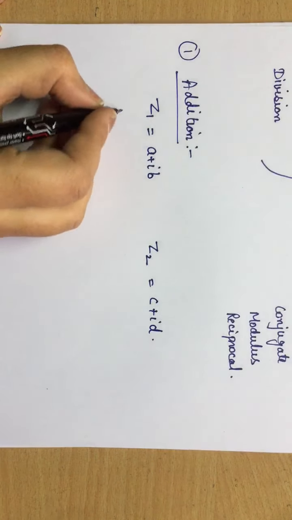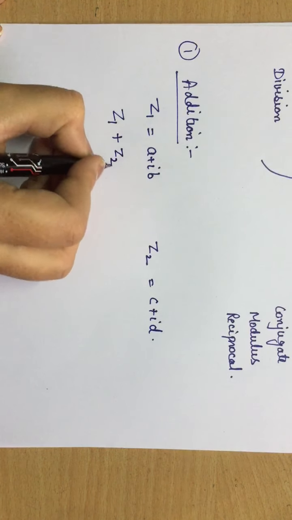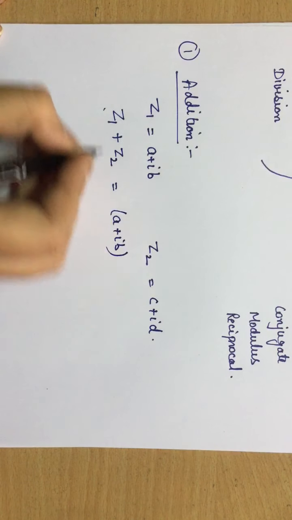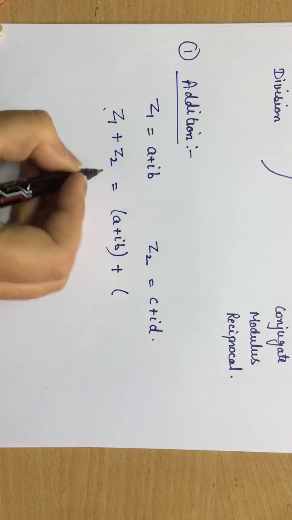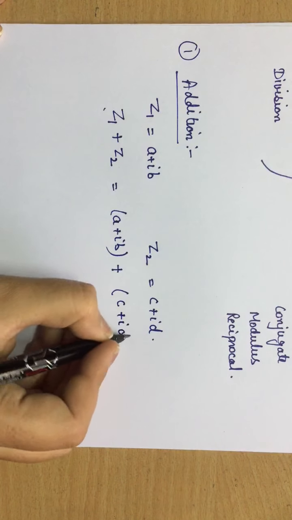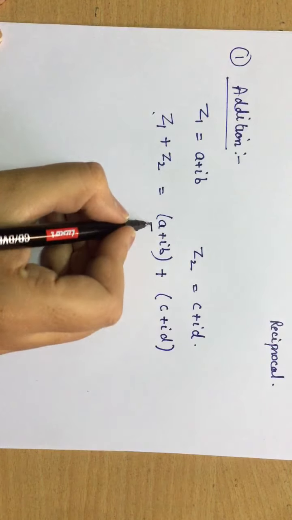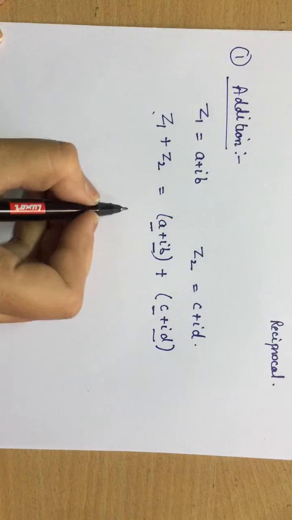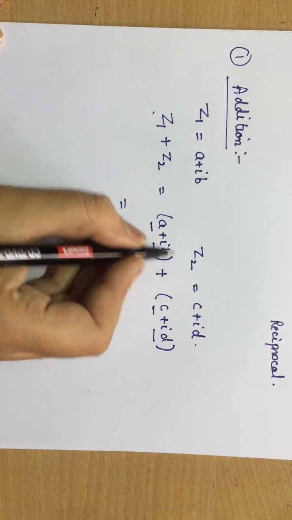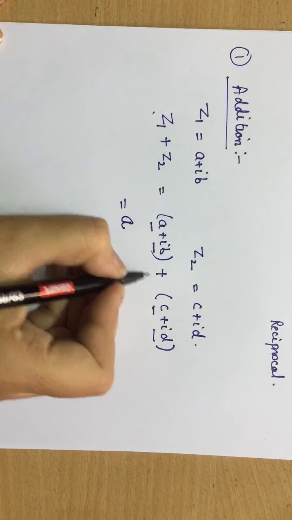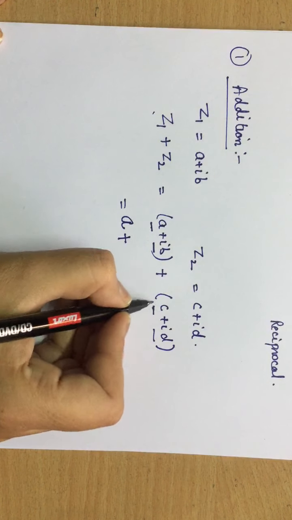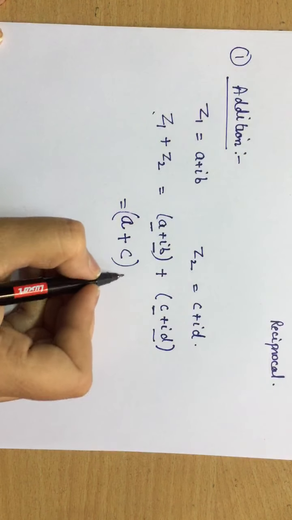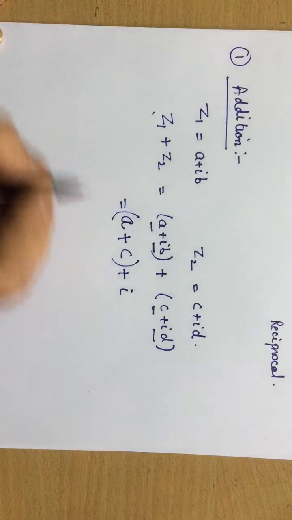And how will I add them? z1 plus z2. Just write the value of z1, which is a plus iota b, then the symbol is plus, and z2 is c plus iota d. So real number will be added to real number and imaginary part will be added to imaginary part. So here for z1 I have real value a, then the sign is plus, and then real part of z2, that is c. So a plus c.